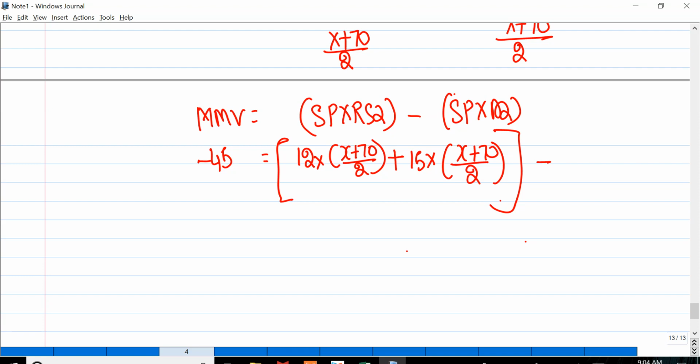Any doubts? Minus 12 into x plus 15 into 70. 12x plus 15 into 70. Any doubts on this? Any part not clear, please let me know, I'll clarify that. SP into RSQ minus SP into AQ. RSQ is x plus 70 by 2 for both. The mix is 1:1. X plus 70 by 2. So 12x plus 15 into 70.